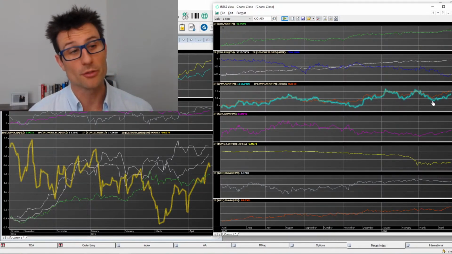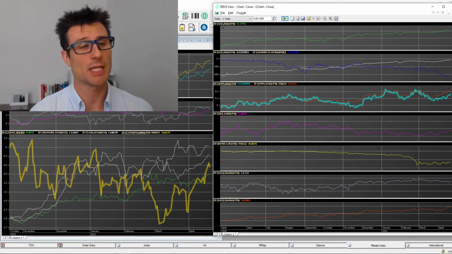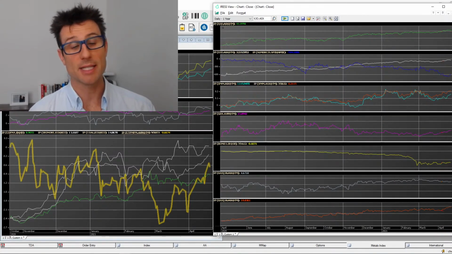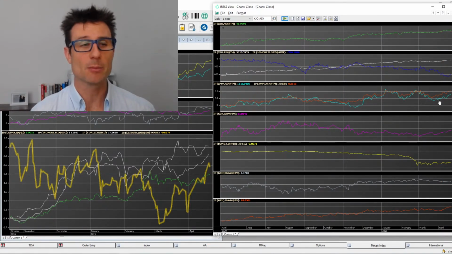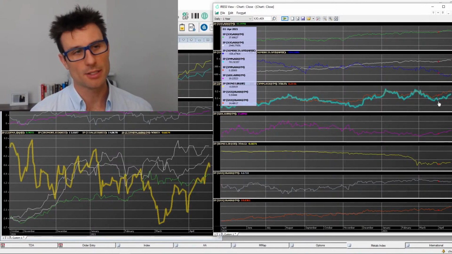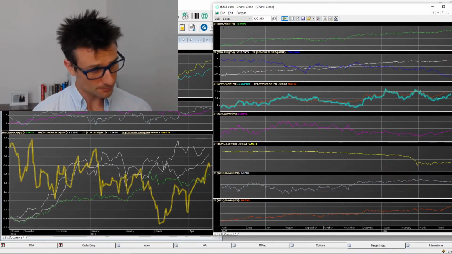But the aqua or the turquoise price here is the metals against the Aussie. We do see that it hasn't been performing as well as it has against the dollar, but it still has been outperforming the rest of the market, and that's why this turquoise line is pointing up.